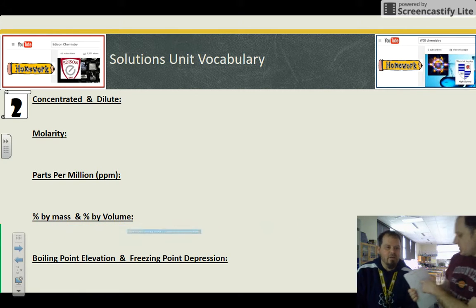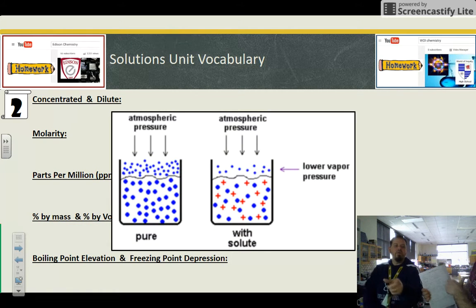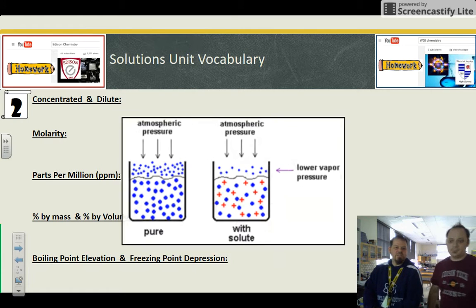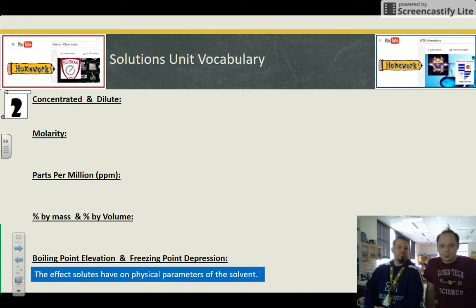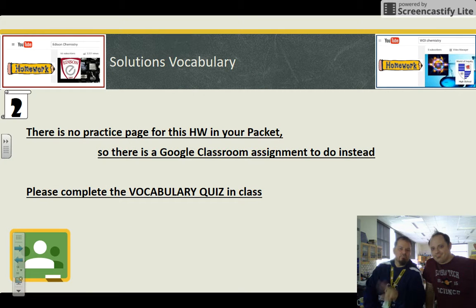Again, pause. I gotta go. Percent composition. Boiling point elevation. I can change the boiling point and freezing point by adding a solute. Got it? Here we go. Good seeing you guys.